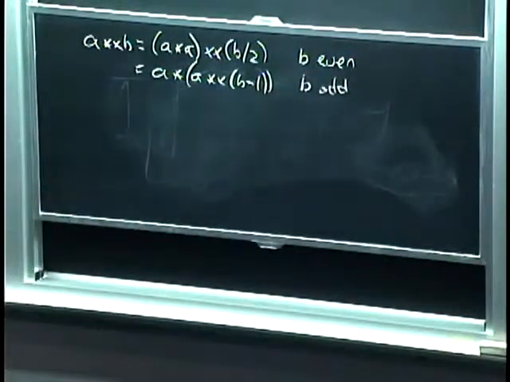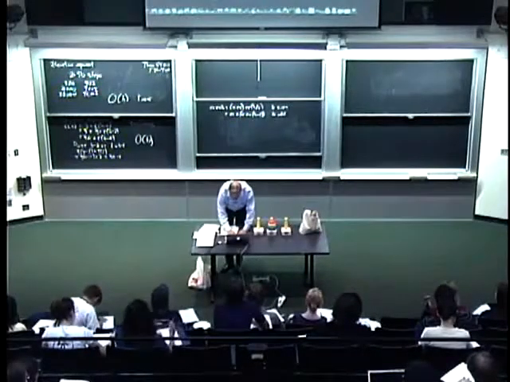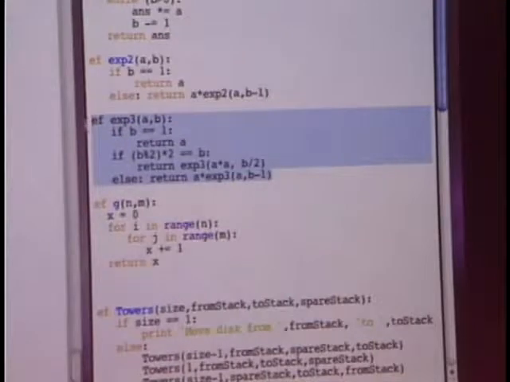Multiply a by a to the b minus 1. And oh, that's nice, right? Because if b was odd, then b minus 1 is even, which means on the next step, I can cut the problem in half again. Okay? All right. X3. So you can see right here. Does exactly that. Okay? We can take a quick look at it.